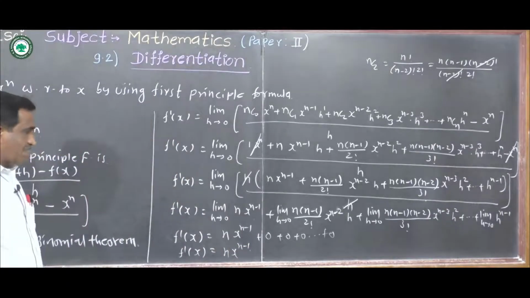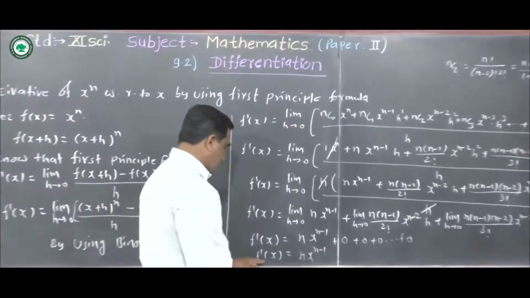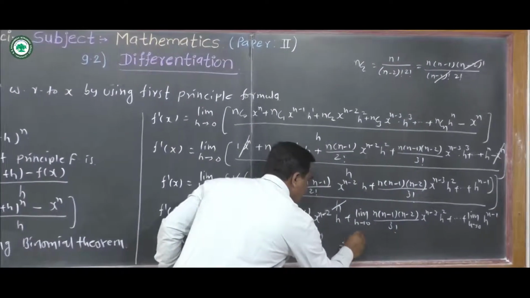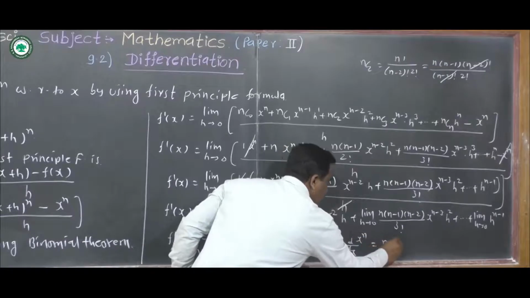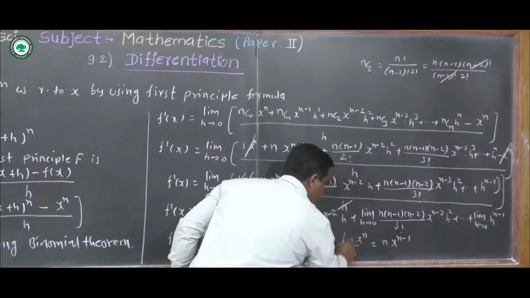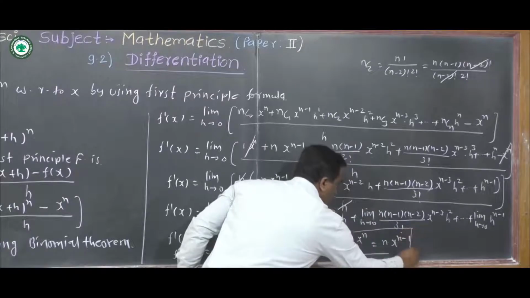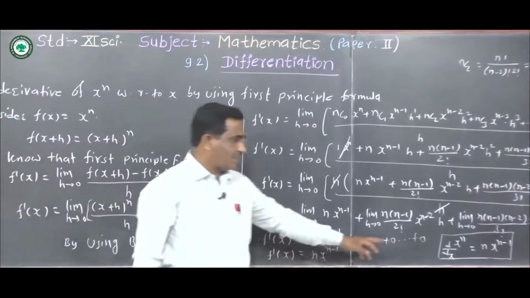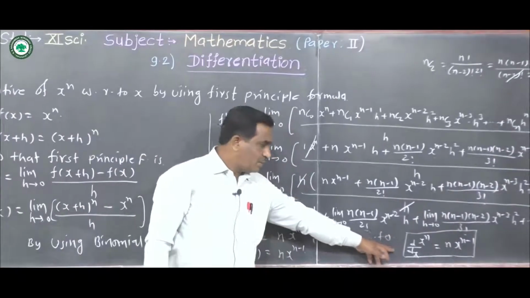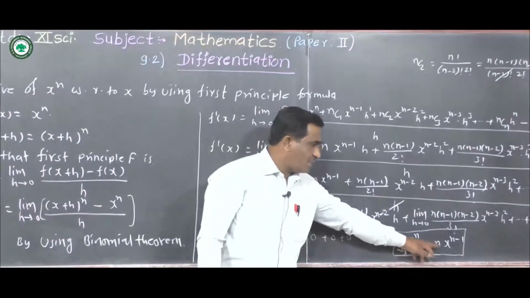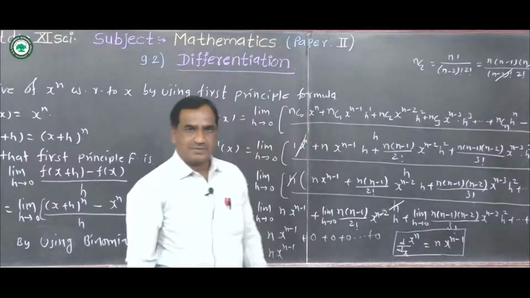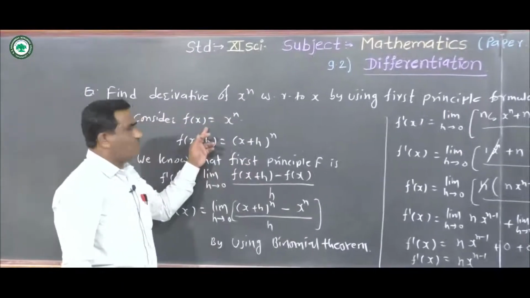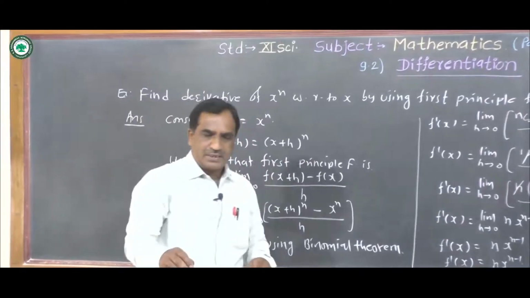Okay, that is, we can write here f dash of x, meaning dy dx of x raised to n, is equal to n into x raised to n minus 1. The derivative of x raised to n with respect to x is equal to n into x raised to n minus 1. Okay, so this is the answer for this example. This is a power function. Okay, now we take the next example here.